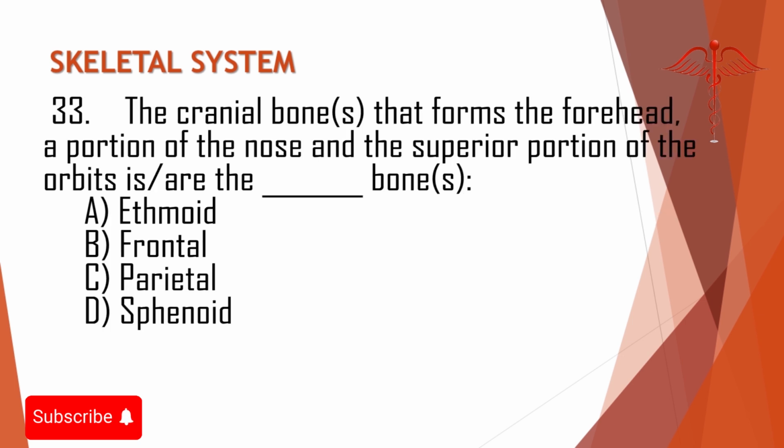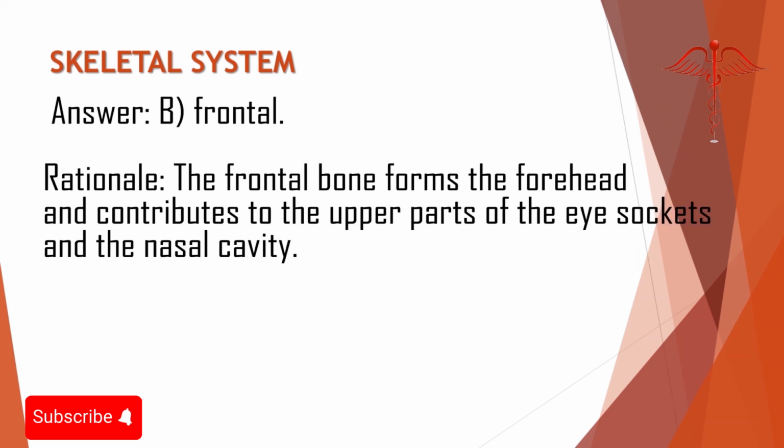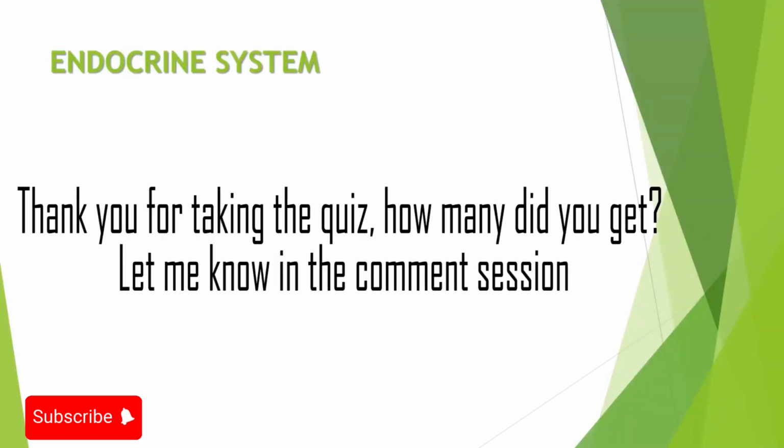33. The cranial bone that forms the forehead, a portion of the nose and the superior portion of the orbits is the blank bone. A. Ethmoid. B. Frontal. C. Parietal. D. Sphenoid. Answer: B. Frontal. Rationale: the frontal bone forms the forehead and contributes to the upper parts of the eye sockets and the nasal cavity.